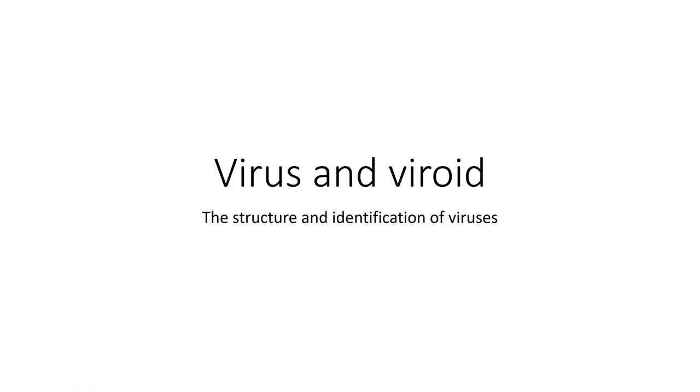Viruses and viroids. We're going to look at the structure and identification of viruses and viroids. What are they all about? When we look at virus structure, viruses are not very complex. We've already looked at whether or not they're alive, so what we're going to look at is what makes them tick and how they're put together.